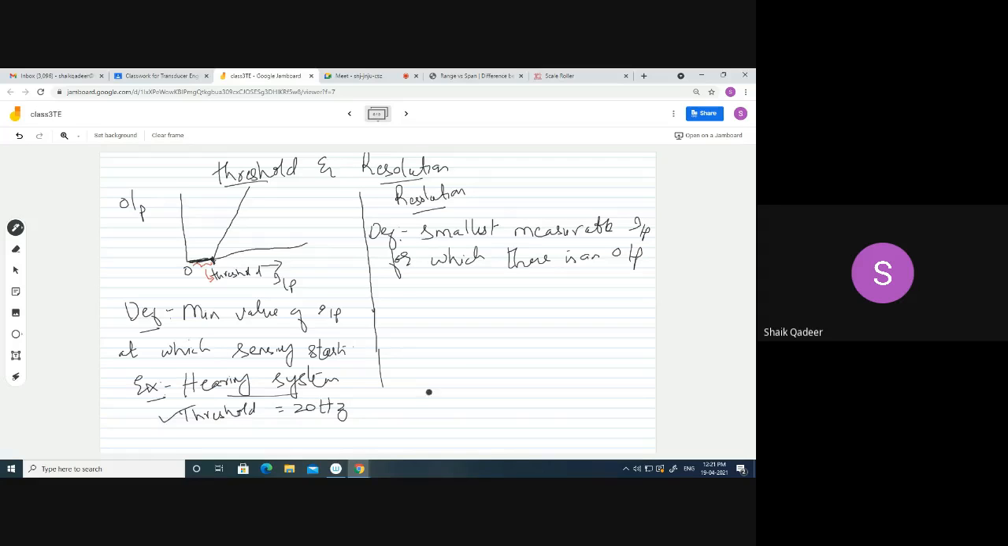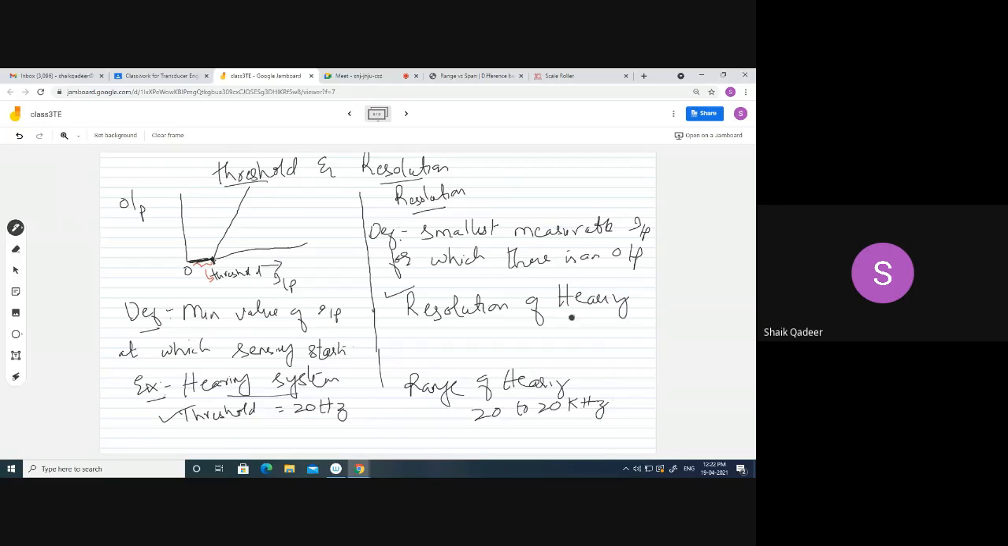This is threshold. How about range of hearing? 20 hertz to 20,000 hertz. Very good. 20 to 20 kilohertz. What about resolution? Decibel. Sorry. This is okay? Can anybody answer what is the general resolution of our hearing?